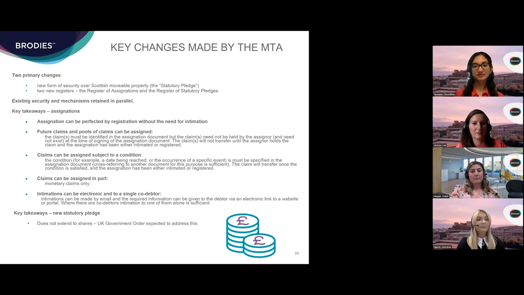So, the point to take away about the new statutory pledge is that as the legislation as currently drafted exists, the new form of security cannot be used for share security. The original draft of the bill did include the ability to create security over shares in a Scottish company. However, the Scottish Parliament concluded that it didn't have devolved legislative competence in relation to shares. So, separate UK legislation will be made, which will bring in the changes necessary to enable Scots law share security to be created by the new statutory pledge.